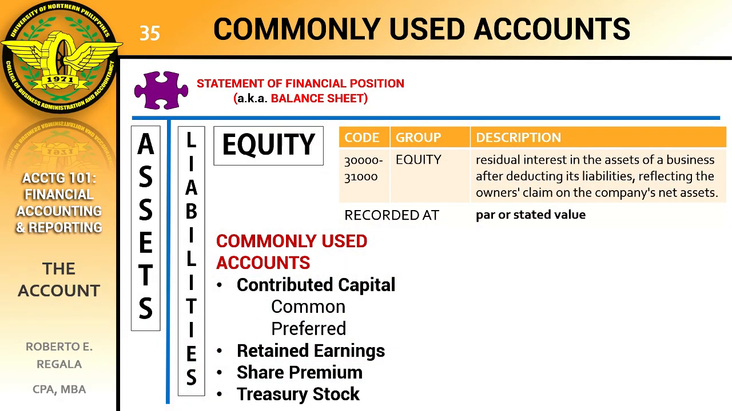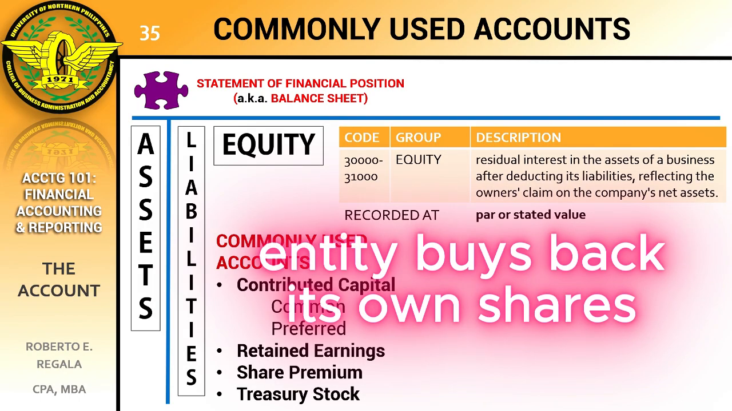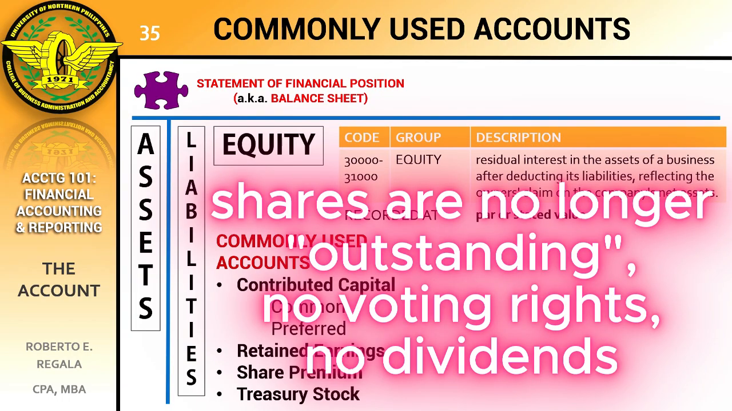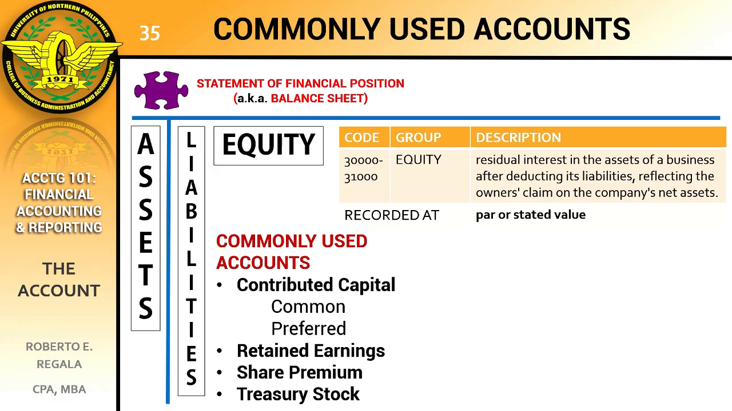Treasury stock. This is when a company buys back its own shares. These shares are no longer considered outstanding and do not have voting rights or dividend entitlements. For example, if a company buys back 1,000 shares, those shares become treasury stock.